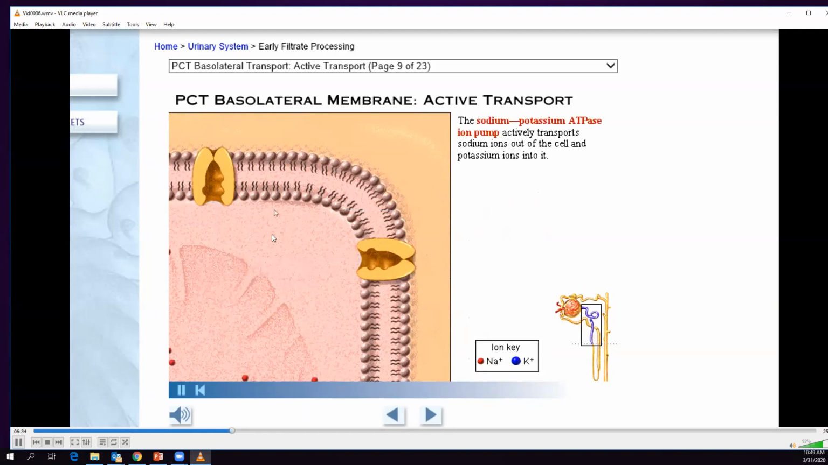Okay, so here we are inside of the cell. This is outside of the cell. It carries out primary active transport of sodium ions out of the cell and potassium ions into the cell.